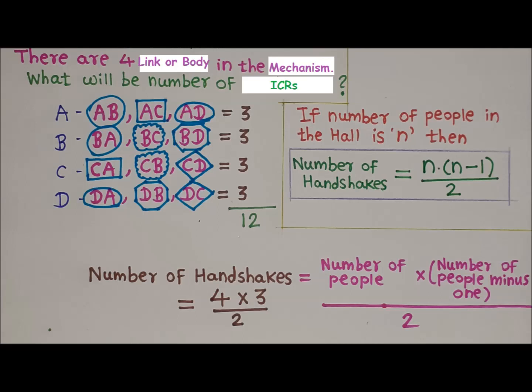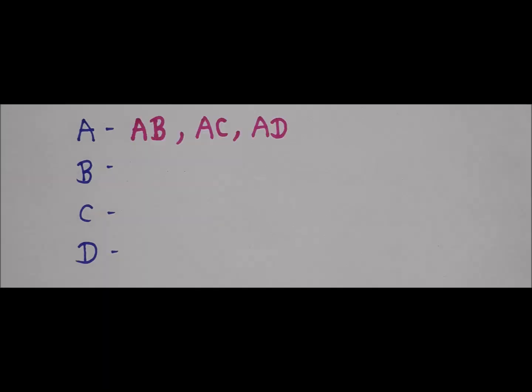Let us say there are four bodies or links in the mechanism: A, B, C and D. A will have relative motion with B. Let us denote it by AB. AB indicates ICR for relative motion between A and B. A will also have relative motion with C, that is AC. AC indicates ICR for relative motion between A and C. Similarly, A will also have relative motion with D, that is AD. AD indicates ICR for relative motion between A and D.